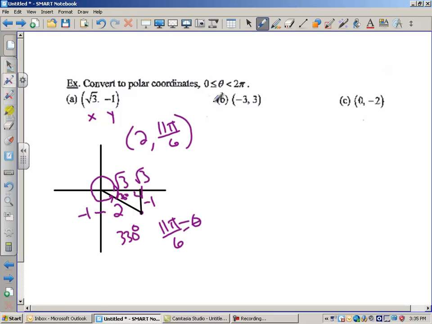Now I have a challenge for you. This is the first time you guys have seen this, so I'm going to leave B and C blank here. And when you walk into class, I want you to tell me, what do you think the r and the theta are for these two? So if you can do those two, you know exactly how to convert back and forth. So hopefully we got those two things covered, and I will see you guys tomorrow.